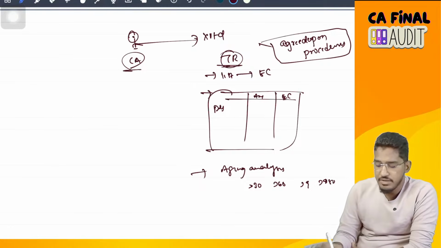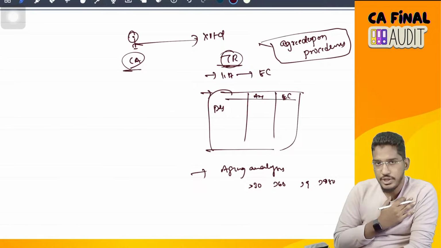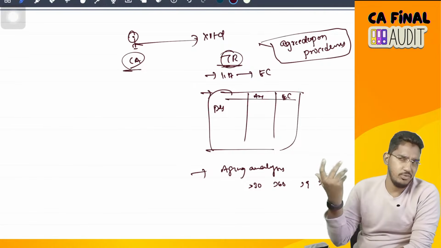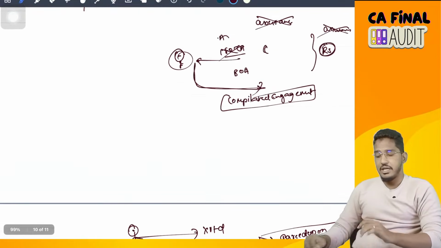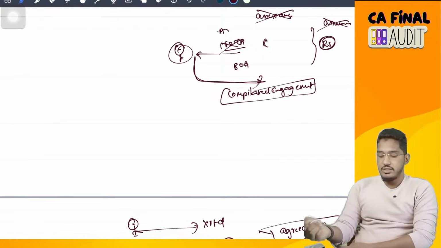Whatever my findings or observations are there, that I will report to the concerned person, whoever has appointed me. Now they will decide what opinion they have to form, what decision they have to take. Let them do whatever they wanted to do. So this we call as agreed upon procedures. So I told you about two kinds of related services.